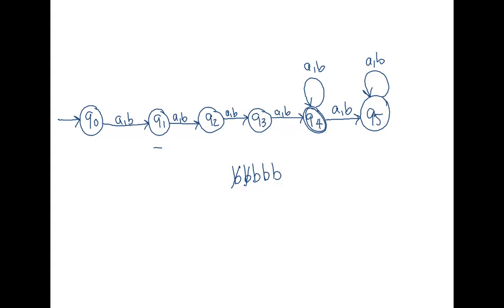I read my second B, I transition to Q2. Third B, I end up in Q3. Fourth B, I'd end up in Q4. And then if we had this loop here on Q4 instead of the one on Q5, when I read this 5th B, I would loop again and stay in Q4, and I'd accept. Okay? And so I'd end up accepting something that I should not accept. All right? So that's why we cannot have this loop here.